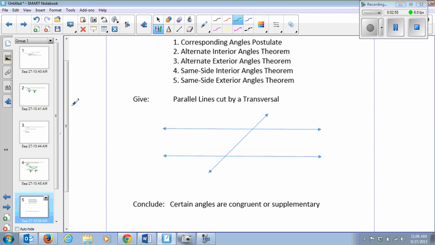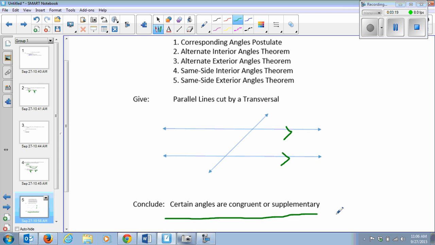And each one of these theorems and postulates, the given was this picture here. And this picture had two parallel lines, and I'll make them parallel by giving you the arrows. Couldn't do that on my computer. They gave me two parallel lines cut by a transversal. And since they gave me two parallel lines, I drew the conclusion that angles must be supplementary or congruent. Remember, our same side are always supplementary. The other ones are always congruent to each other. That's only when lines are parallel.